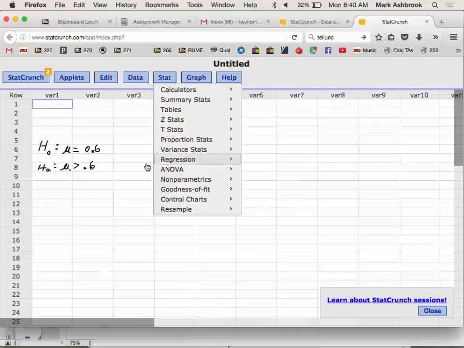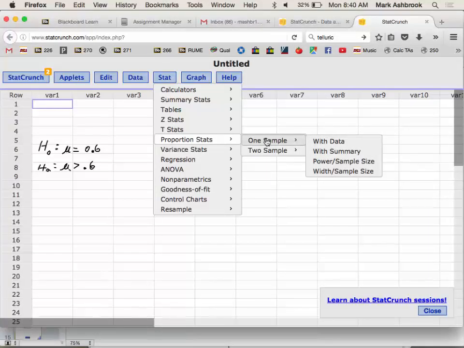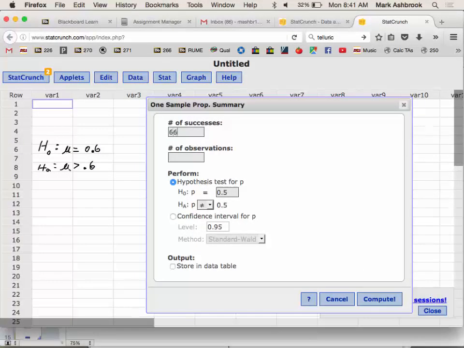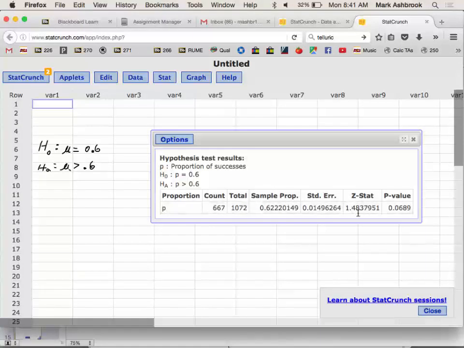Okay, so we're going to go into proportion stats. And what do we have? One sample. And we have data or summary? Summary. How many successes? 667. Observations. And then we want a hypothesis test. Our null hypothesis is that it's 60%, and the alternative is it's greater. So that's what we set up: P equals 0.6, P is greater than 0.6. This is the actual data, and then we'll compute it. And we get a z-stat of 1.48. So that's what we're going to use to see if it's in the rejection region or not.